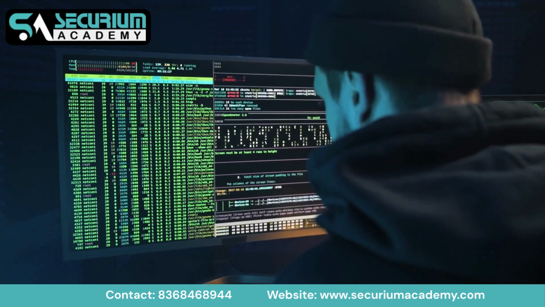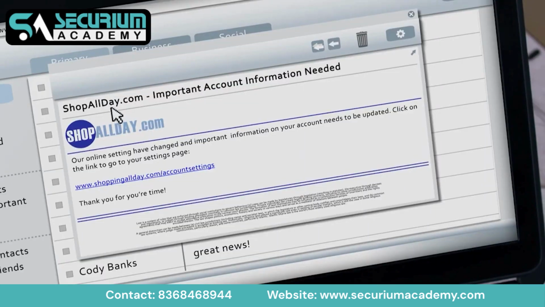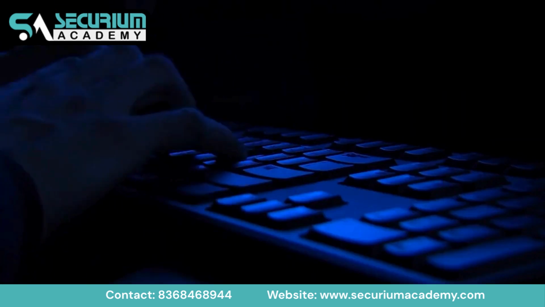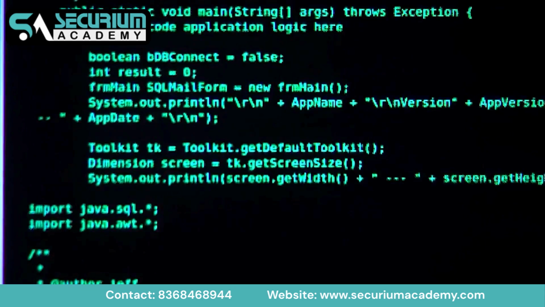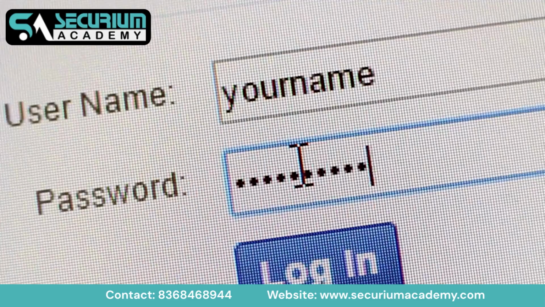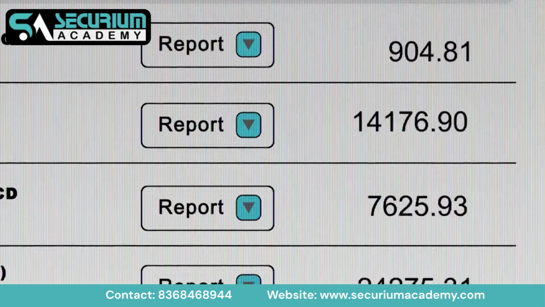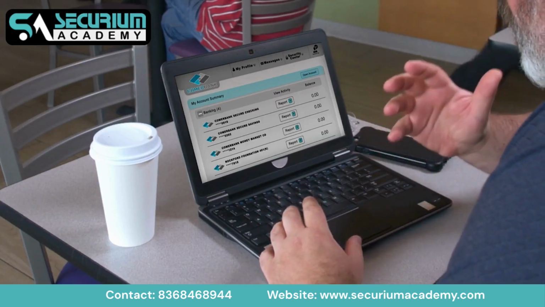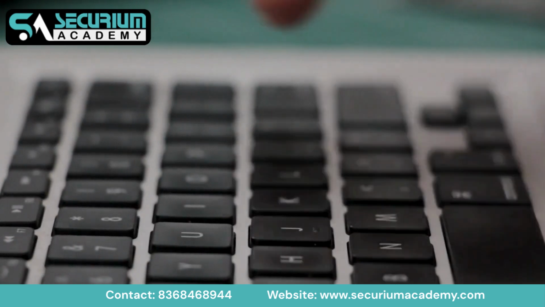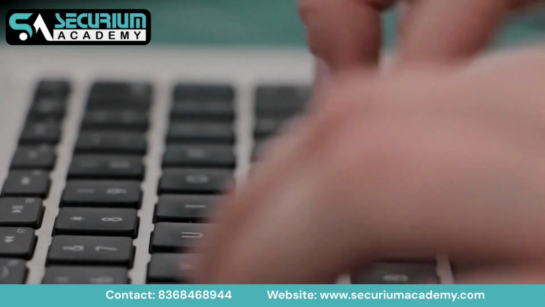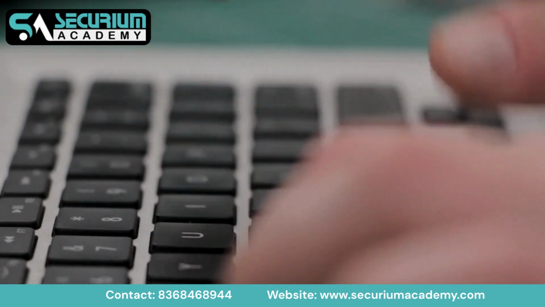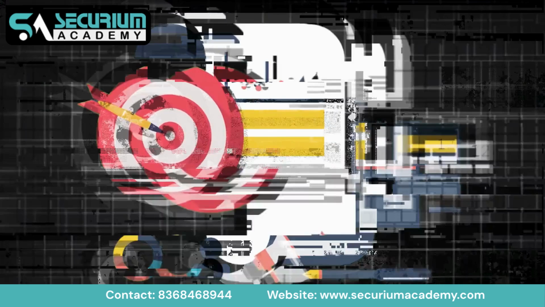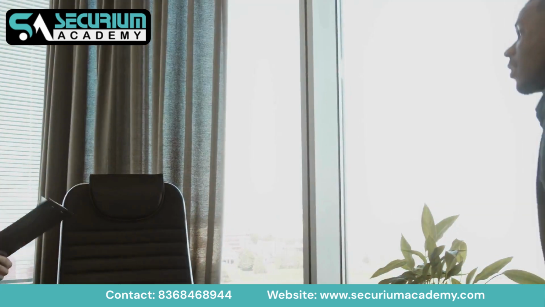Unlike traditional phishing attacks, spear phishing is highly targeted and personalized, making it harder to detect. These attacks often exploit human trust to steal sensitive information or gain access to critical systems. By the end of this lesson, you will understand how spear phishing works, recognize the warning signs, and learn effective strategies to protect yourself and your organization.